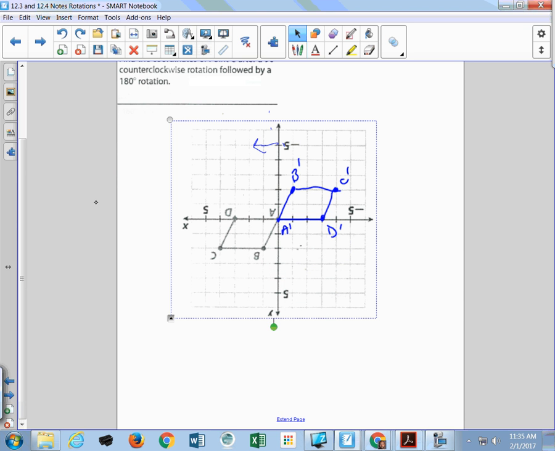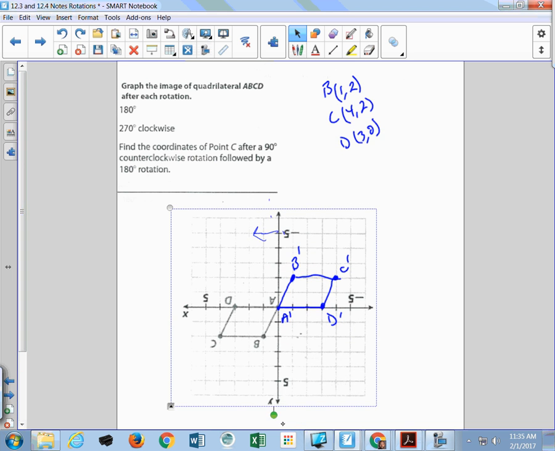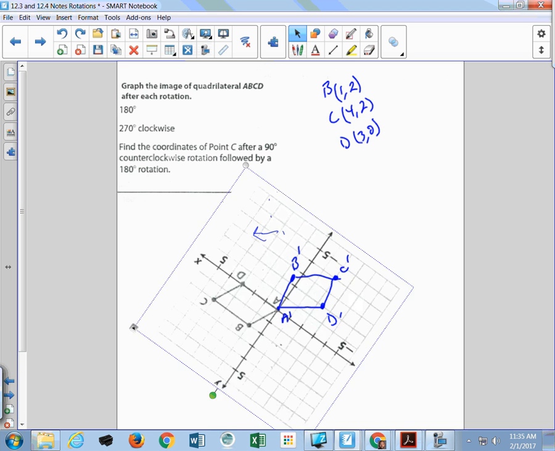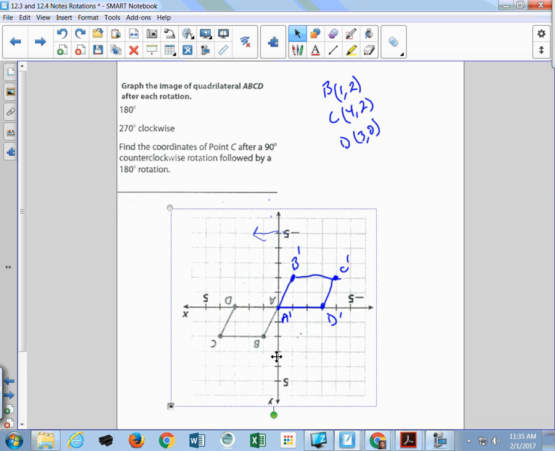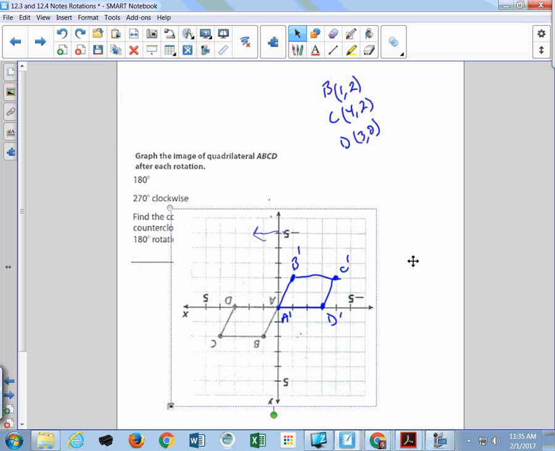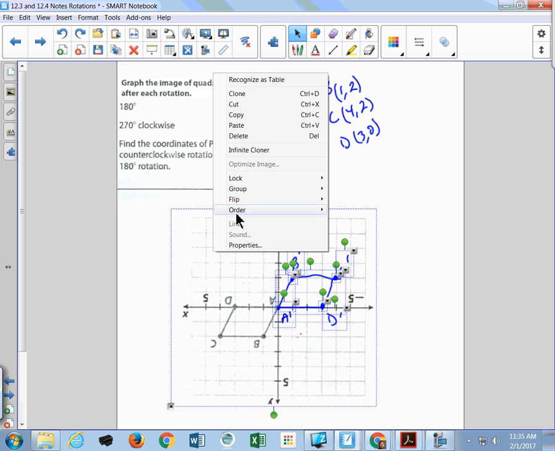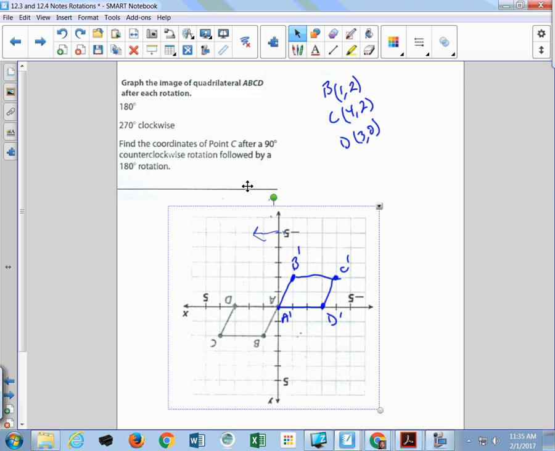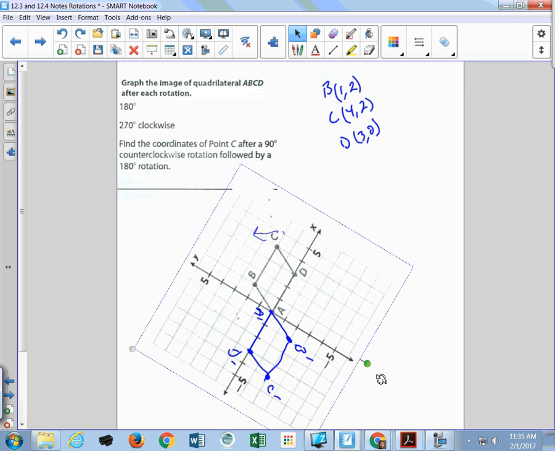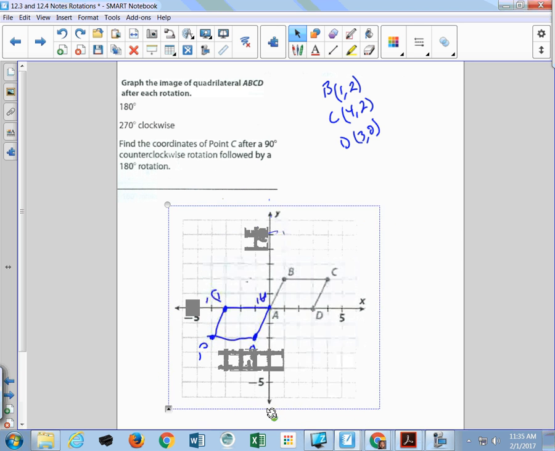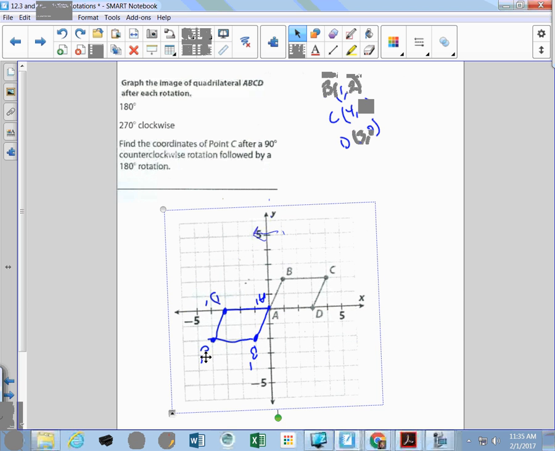So now we're going to turn our paper back. Oh, I have to do this first. Oops. All right, now I can turn my paper back. I know my letters are upside down, but I have now rotated that picture 180 degrees.